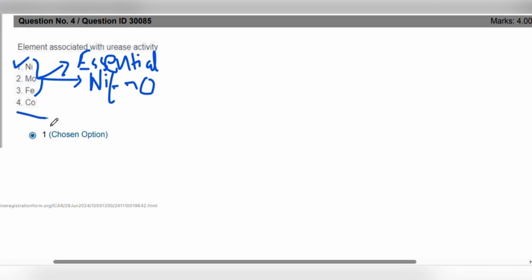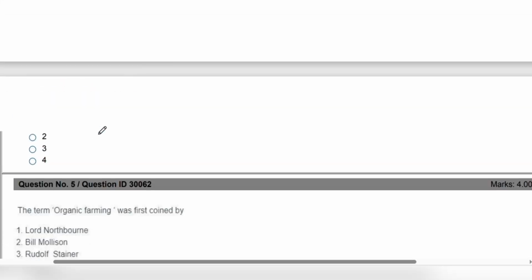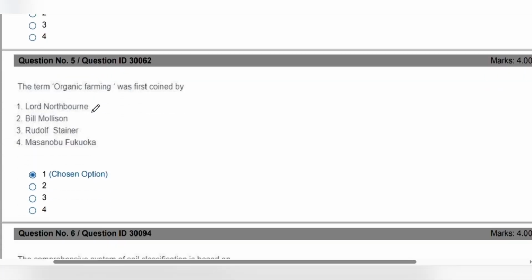Cobalt is not essential for plants, but it is a beneficial nutrient. Okay, now moving on. So the term organic farming was first coined by, this is also a very well known general agriculture question, as you must know, and the answer is Lord Northbourne.